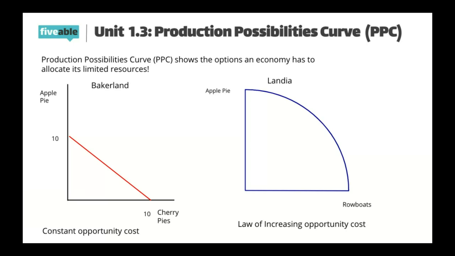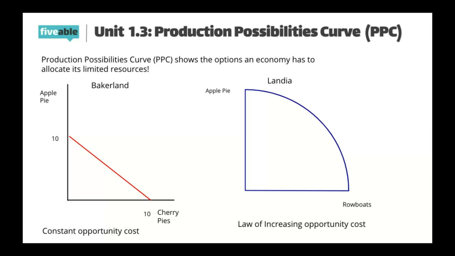It will be allocated equally, but the cost, the opportunity cost, is the thing that's given up. So to move from, let's say, 10 apple pies to 9 apple pies with 1 cherry pie is the loss of that 1 apple pie. Now that's constant opportunity cost, meaning the opportunity cost is equal. It descends down.